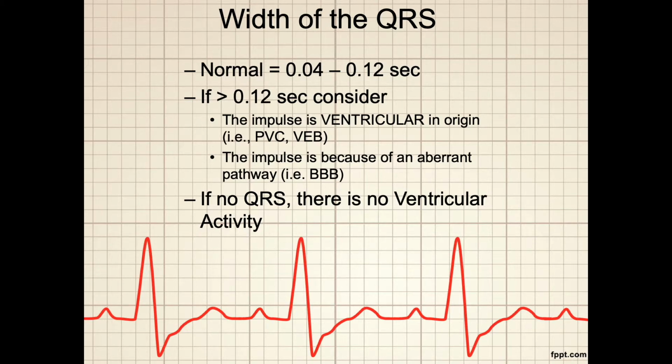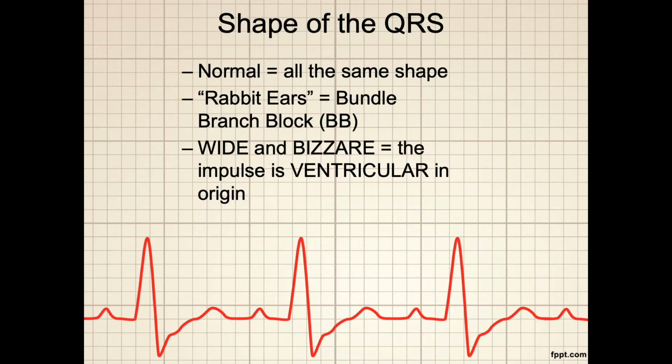Or it is because the impulse is going down an aberrant pathway, as in a bundle branch block. If there is no QRS, there is no ventricular activity. You should also be looking at the shape of the QRS.